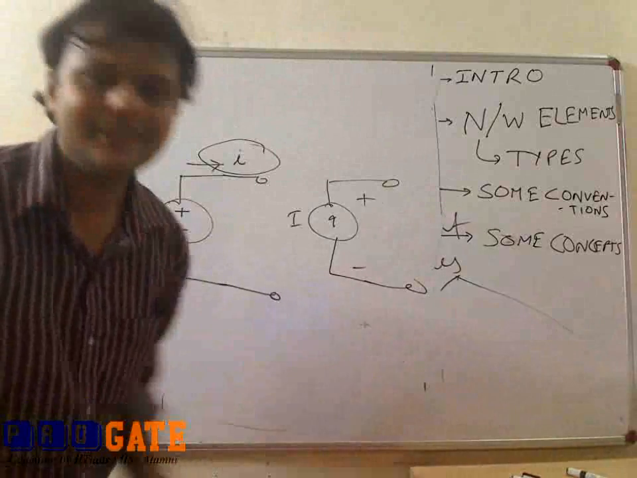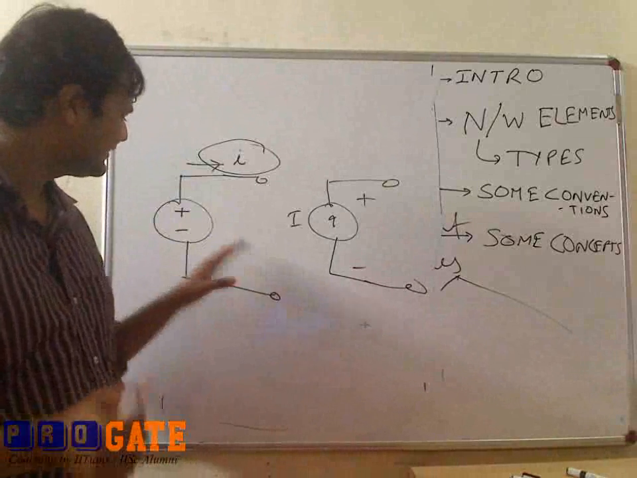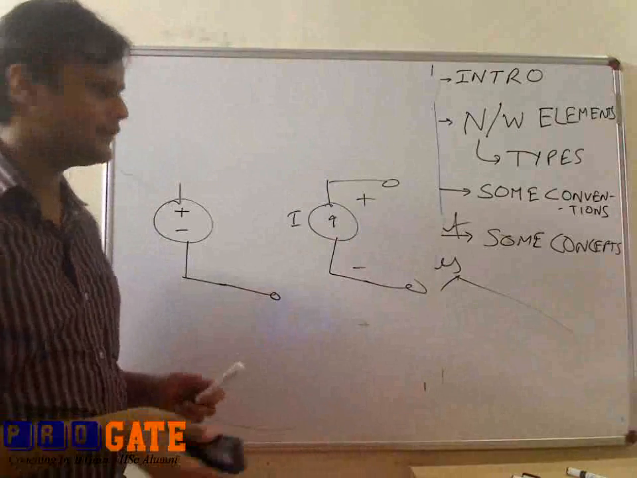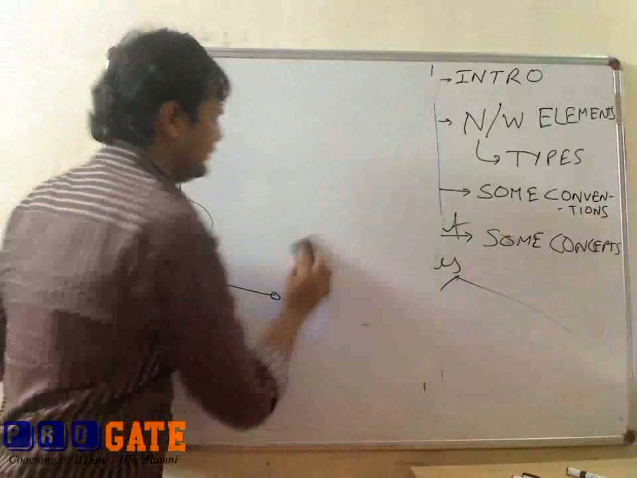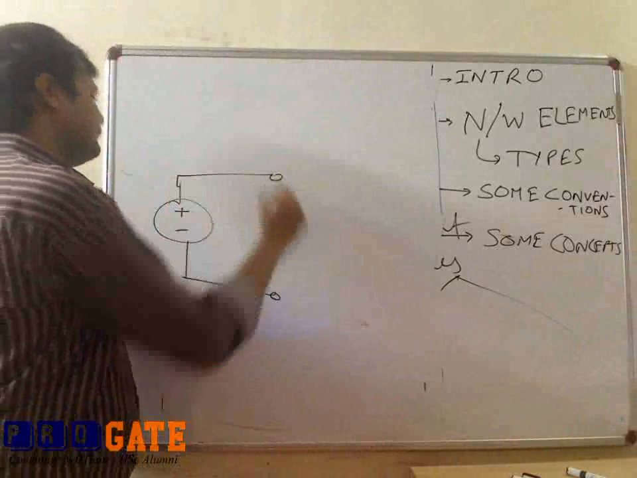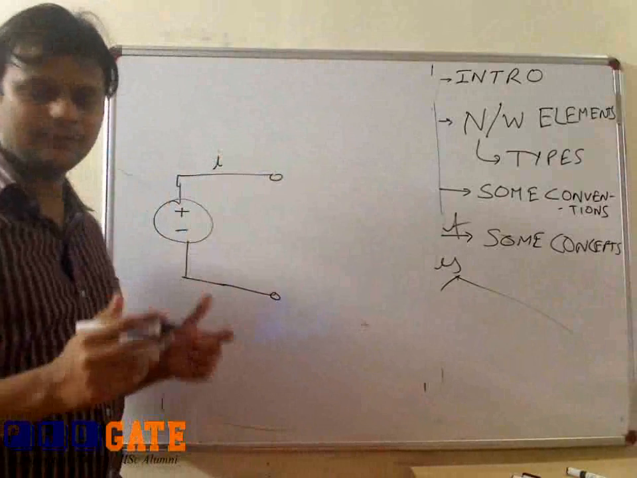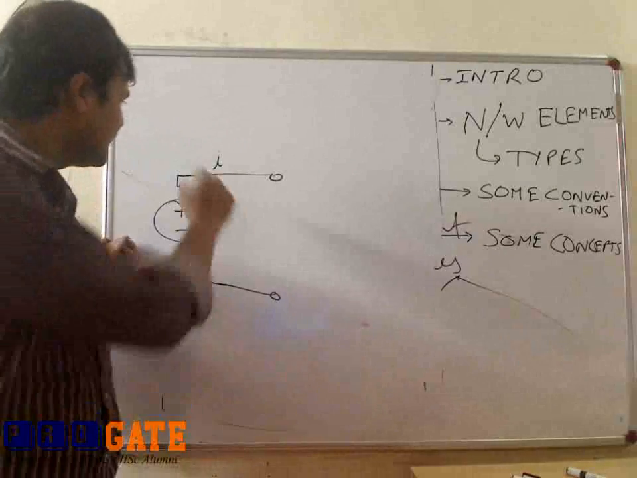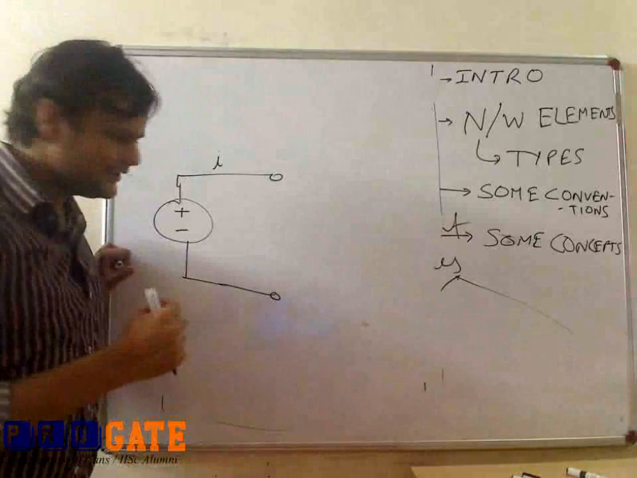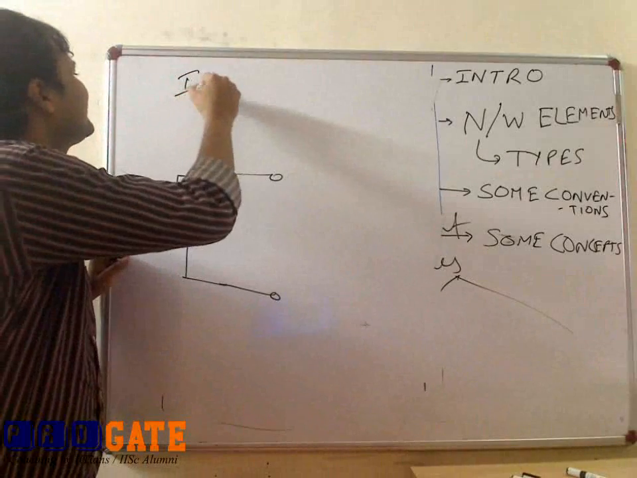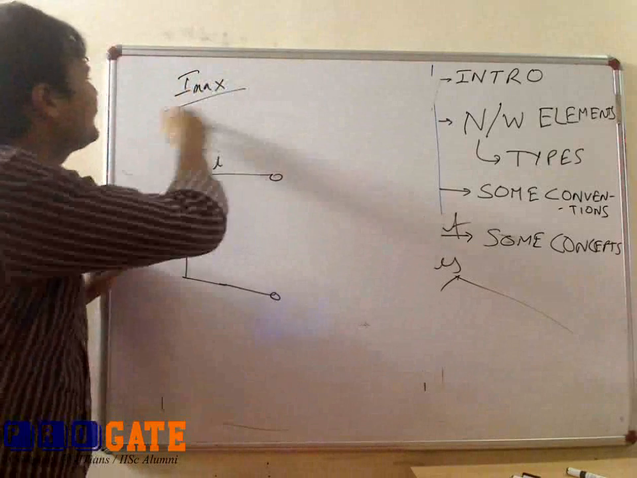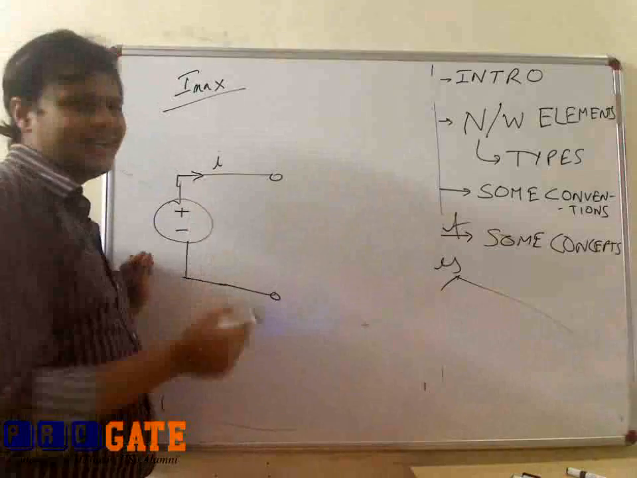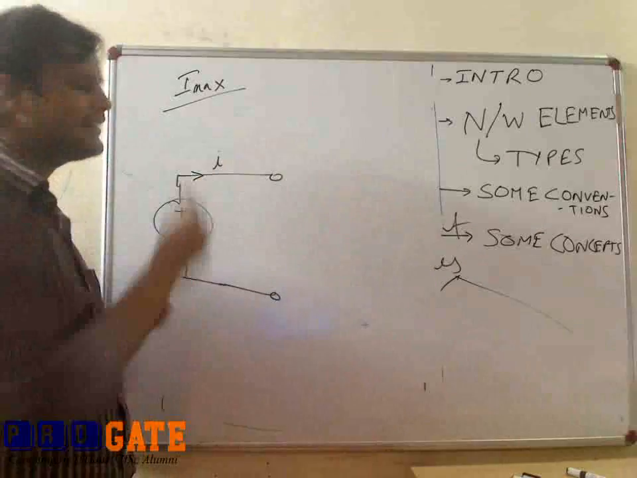One can draw an equivalent circuit of these practical sources using ideal voltage sources. So suppose I am drawing this. In practice, this source can give a finite amount of current for a finite amount of time. See, this is the concept. I cannot draw more than some finite amount of current, which is the maximum rating of this voltage source, like I max. The maximum current it can give is I max.